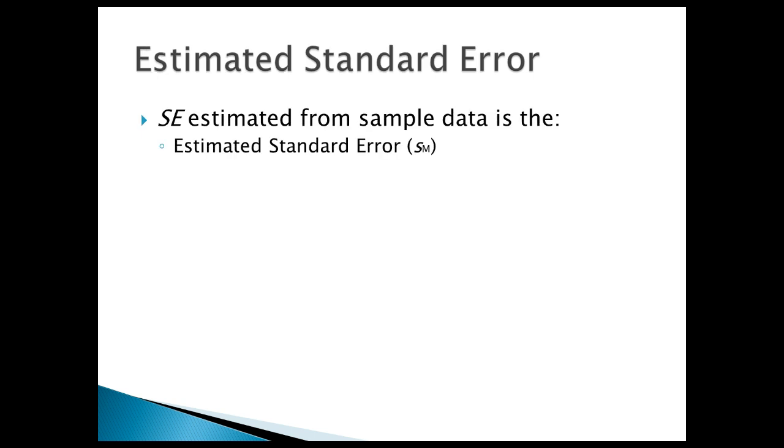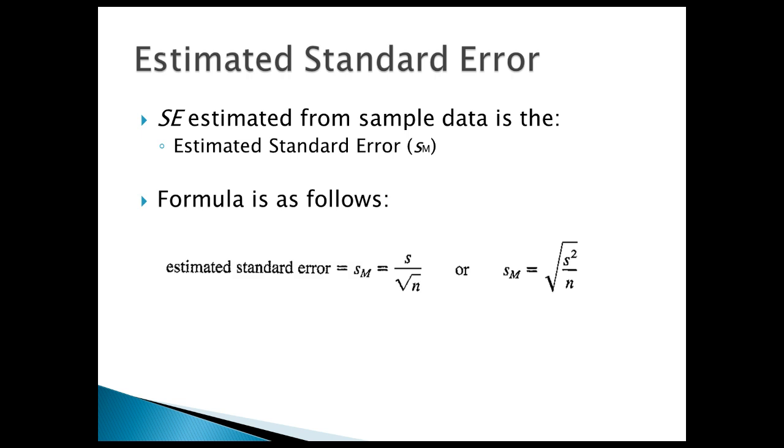So, estimated standard error. It's basically standard error estimated from the sample, and it's denoted as S sub M, or the sample standard error of M. The formula is as follows. Estimated standard error is S sub M, and whenever I say sub, that refers to subscript, so S sub M equals S, which is standard deviation, over the square root of n. Or you can conversely write the square root of S squared, which is variance, over n.